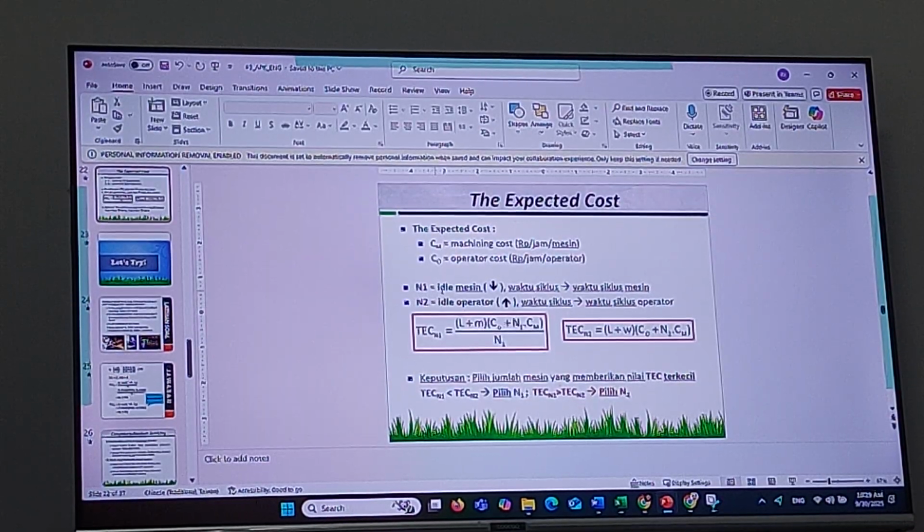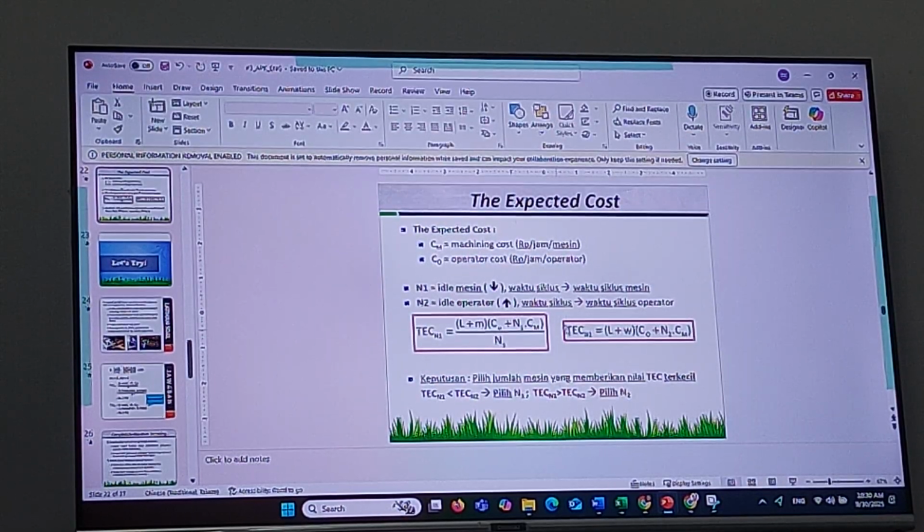For the first, we concern with the idle of the machine, and then with the cycle times. So we concern about the cycle time of the machine. We use the first formula. It's called TEC N1. This is the first formula. So if we decide N1, then we can continue to the next section.